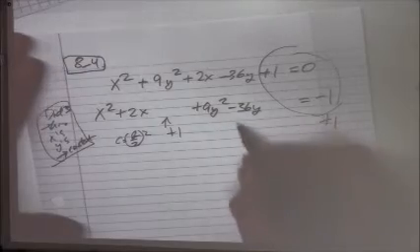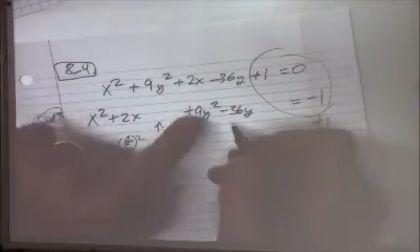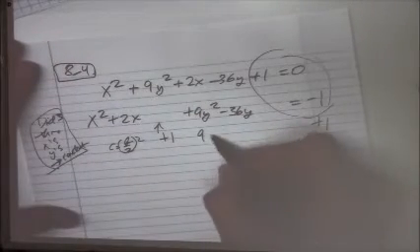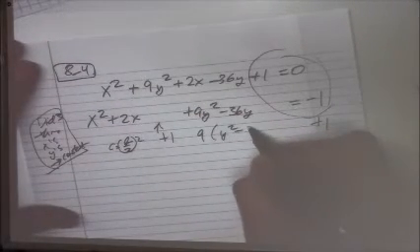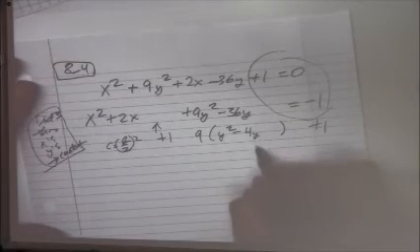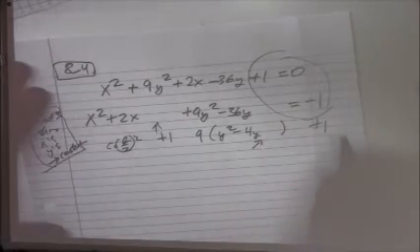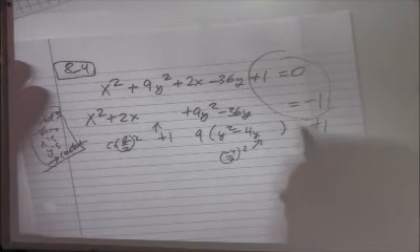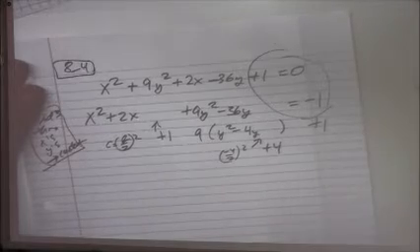For this one, oops, I got a problem. I cannot complete the square if there's a coefficient for the y squared. Can't do it. So I have to take the 9 out. Y squared minus 4y. So now I can complete the square for this. And so negative 4 over 2 squared is negative 2 squared, which is 4. So I'm going to add 4 here.